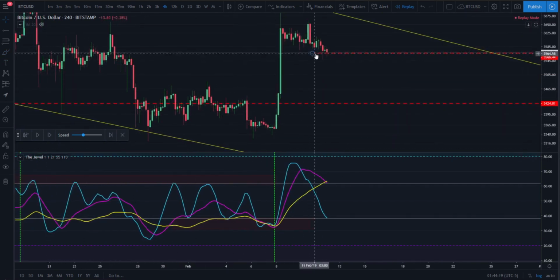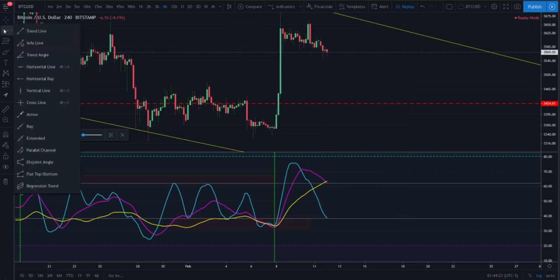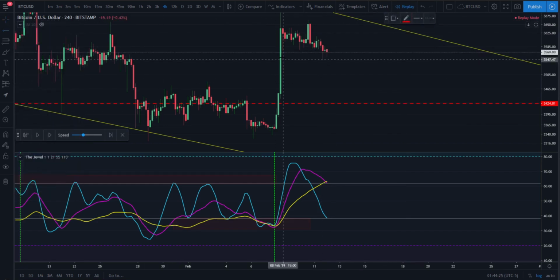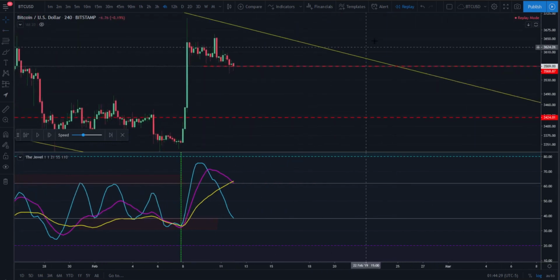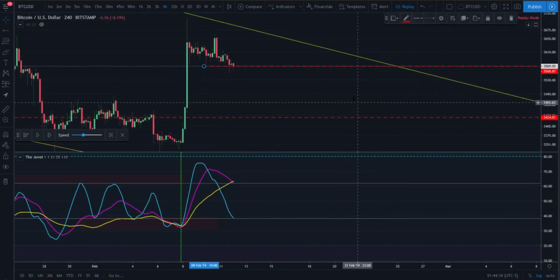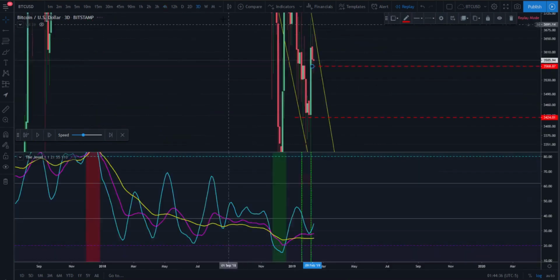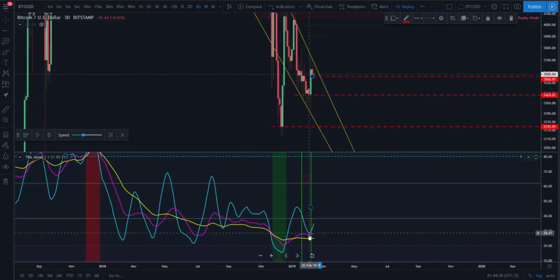Alright, so let's say you enter a little bit. I'm gonna use that level as an entry. Horizontal ray. So I start entering, let's say 25% of the position that I want. Because again, just to be clear, we are playing a 3-day signal. Something that happens every 4 years.